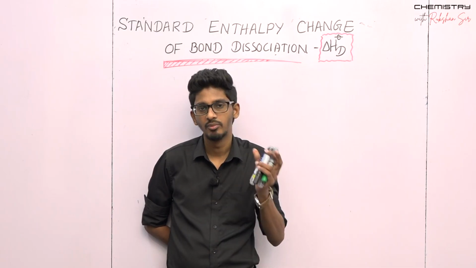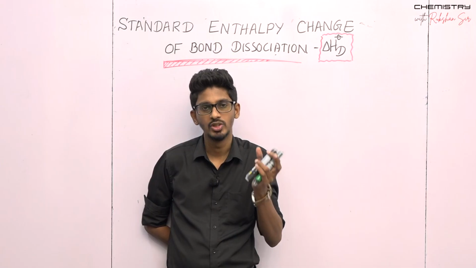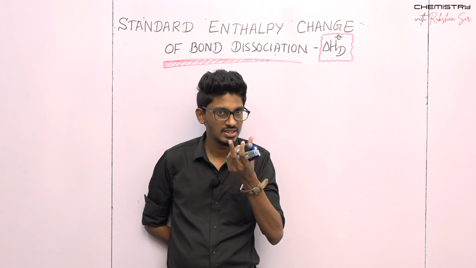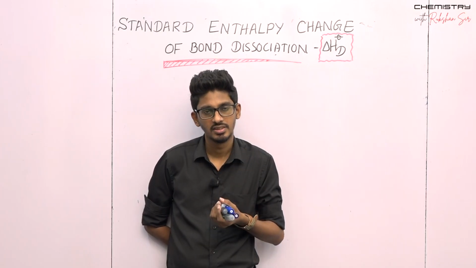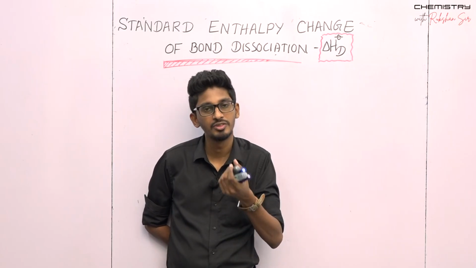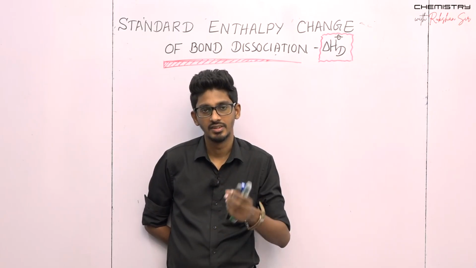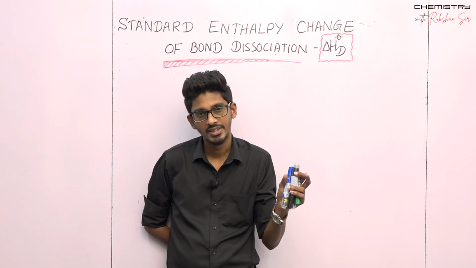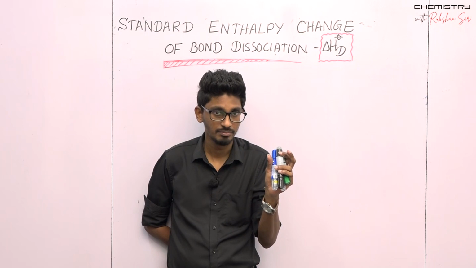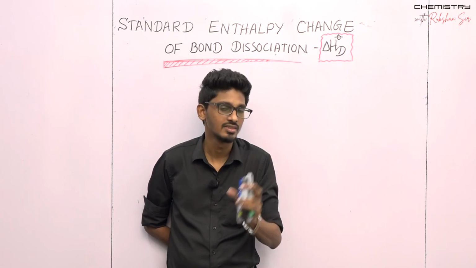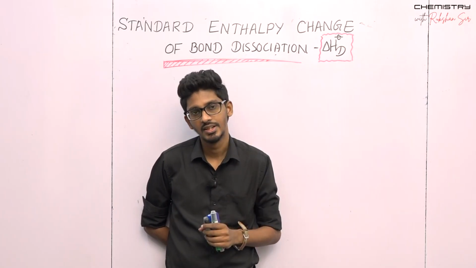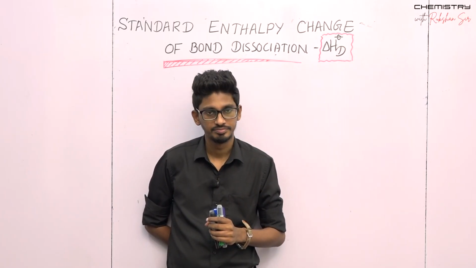So the 1 mole is with gaseous bonds. 1 mole of bonds of a gaseous element/compound. That means 1 mole of gaseous bonds are considered here. It's about bond dissociation enthalpy. So 1 mole of bonds, but remember those should be in the gaseous state. That is also important to note: 1 mole of gaseous bonds to be broken.